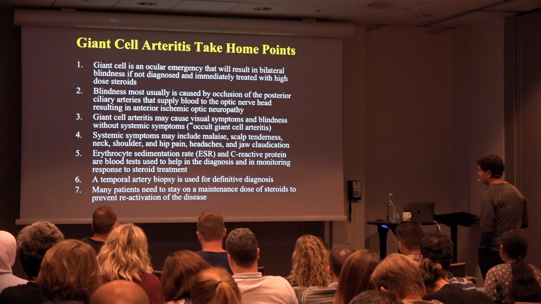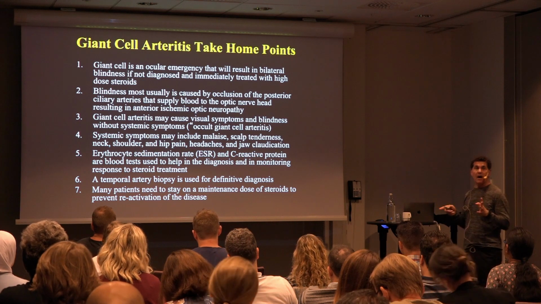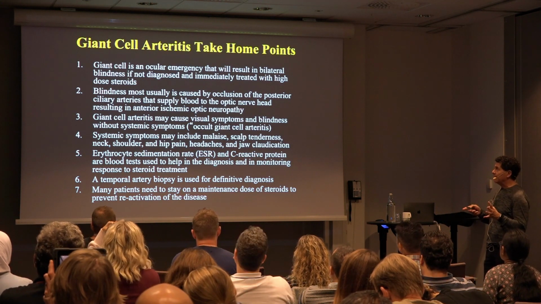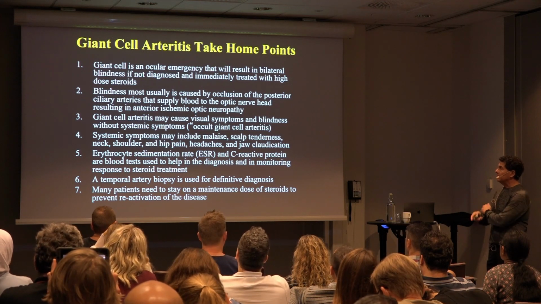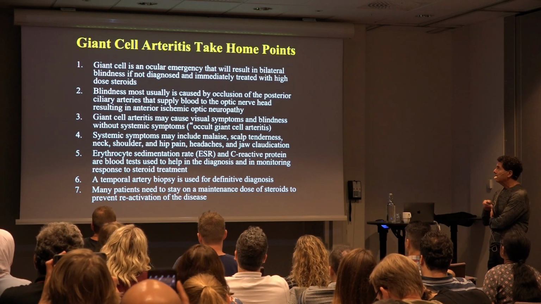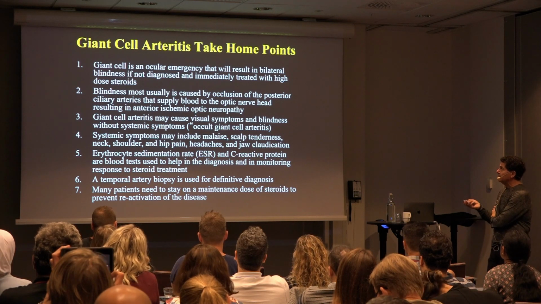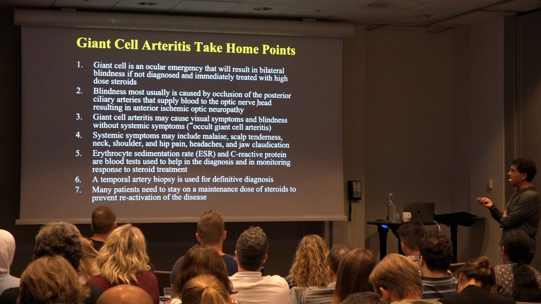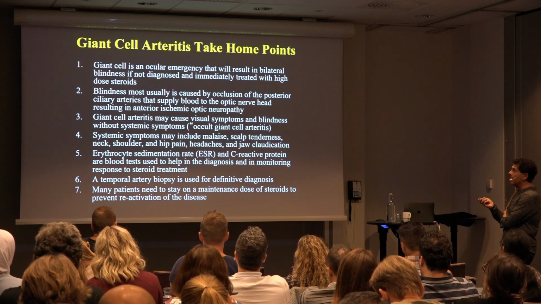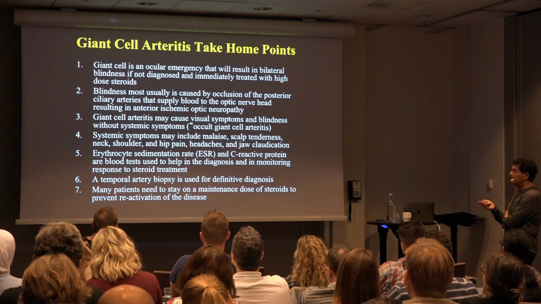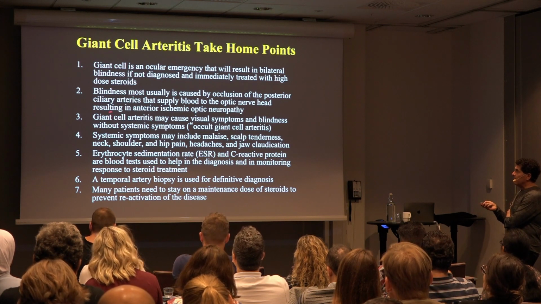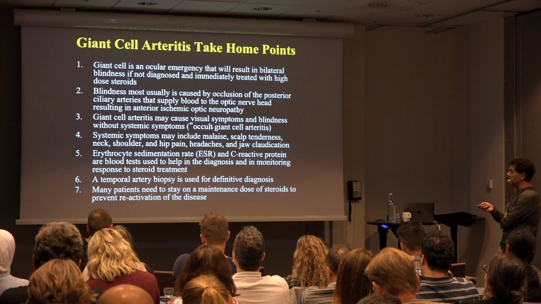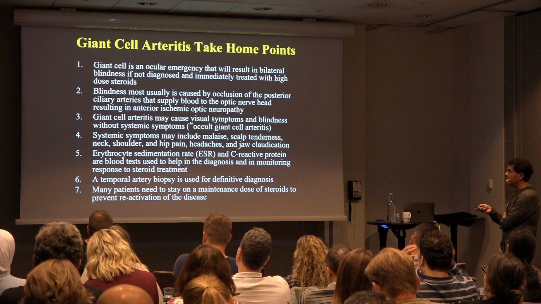So the take-home points. Giant cell is one of the few ocular emergencies you're going to see. And if you don't diagnose it in a timely fashion, they have a high chance of going bilaterally blind. Most of the time, the blindness is caused by occlusion of the posterior ciliary arteries that supply both the optic nerve and the choroid. Giant cell may cause visual symptoms and blindness without systemic symptoms. That's what we call cold giant cell arteritis.